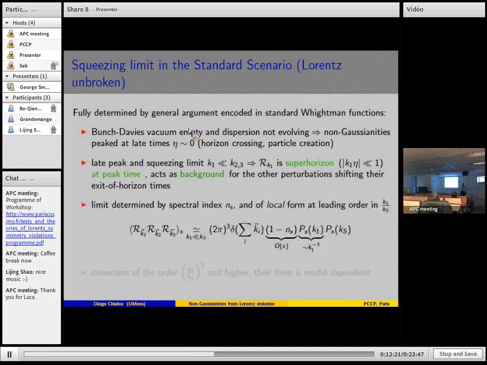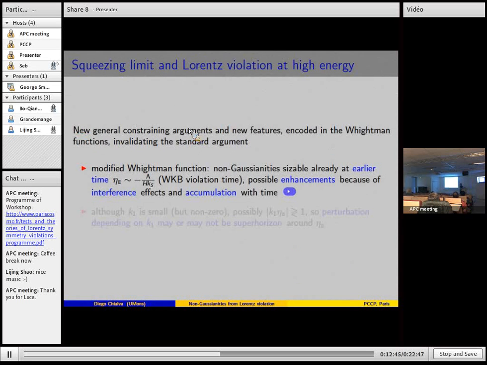So the final result is very simple. First, the level of non-Gaussianity is hugely small, at best of the order of the slow roll parameter. It depends on the spectral index because of this background feature, and it has a local form. That is, it grows like 1 over k1 cubed for small k1. The corrections are model dependent, and we will not focus on that. They are strongly suppressed. What happens instead when there is Lorentz violation?